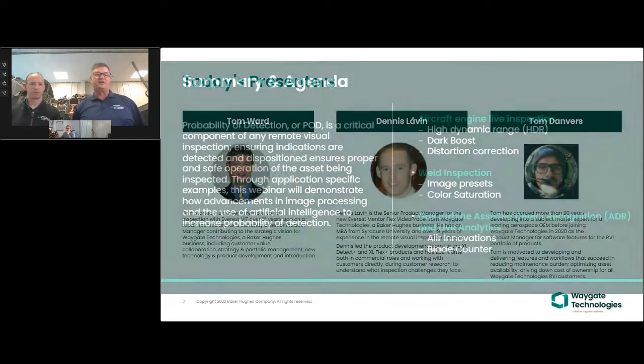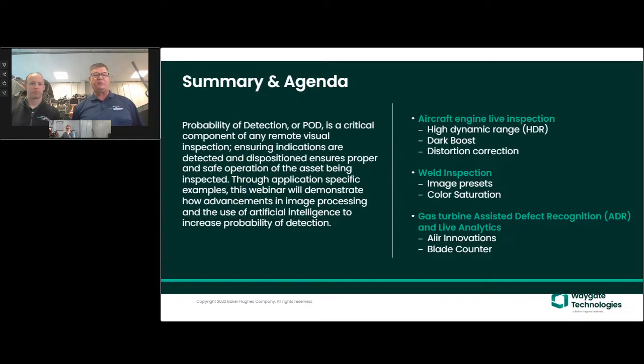Just to go over the agenda today, today's session is going to be about what we call probability of detection, POD. As anybody that's an inspector knows, image quality is key to being able to see what you need to see to understand if an indication is in fact a defect and you need to do something about it, or just to make a decision and feel confident in that decision. And we at Waygate Technologies have developed some additional image transformation tools that can help you identify these problems even better. So we'll do some live engine inspection today and talk about HDR.